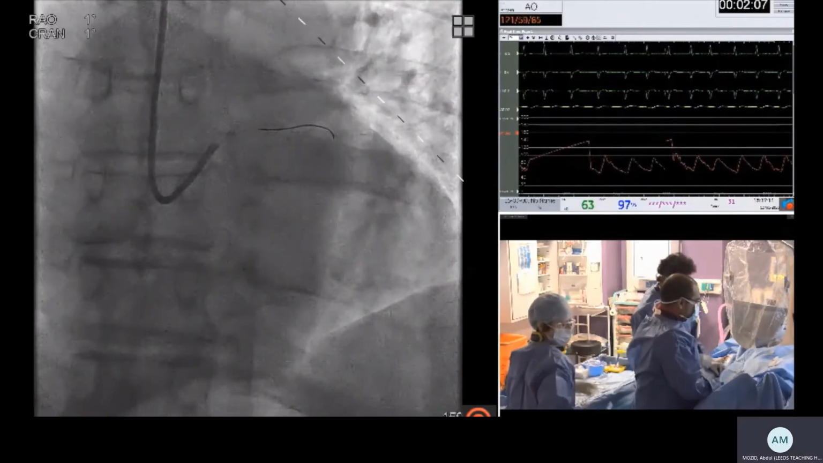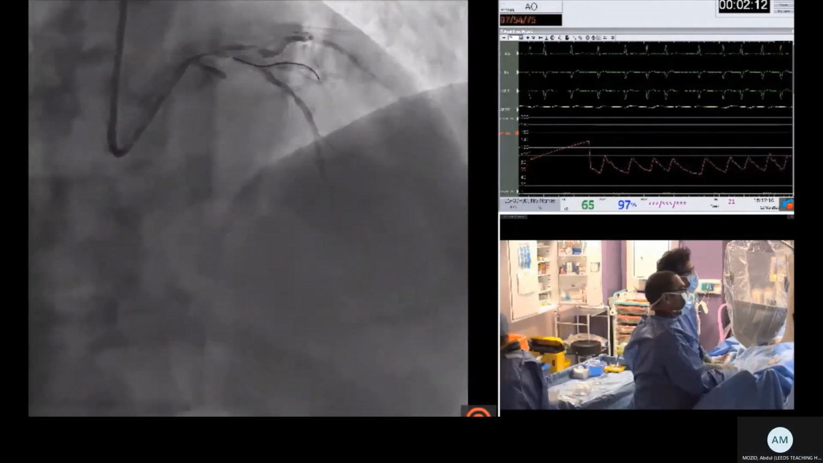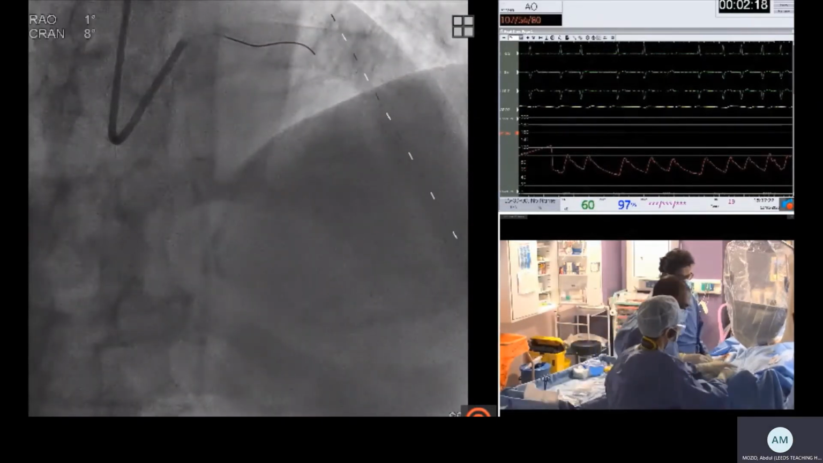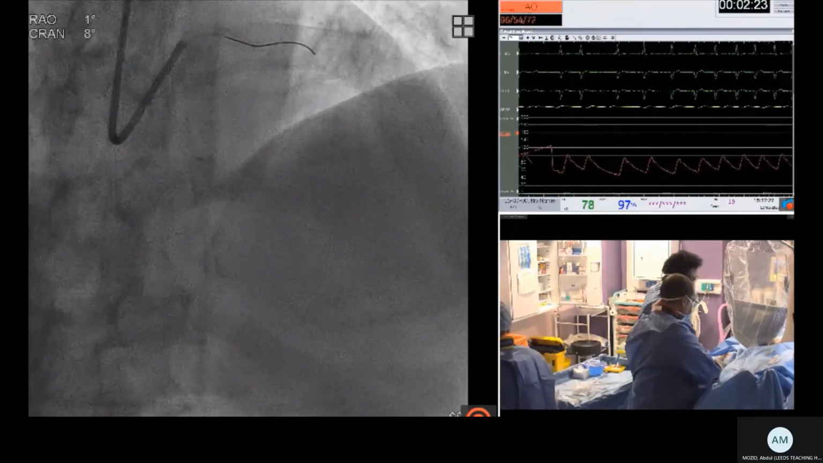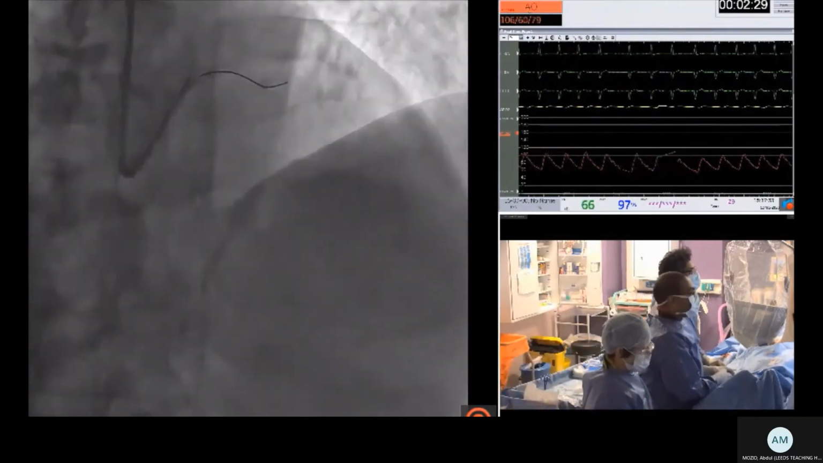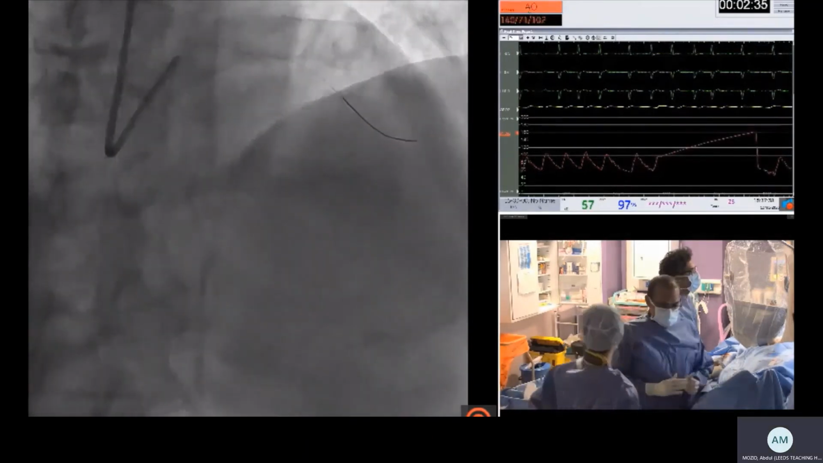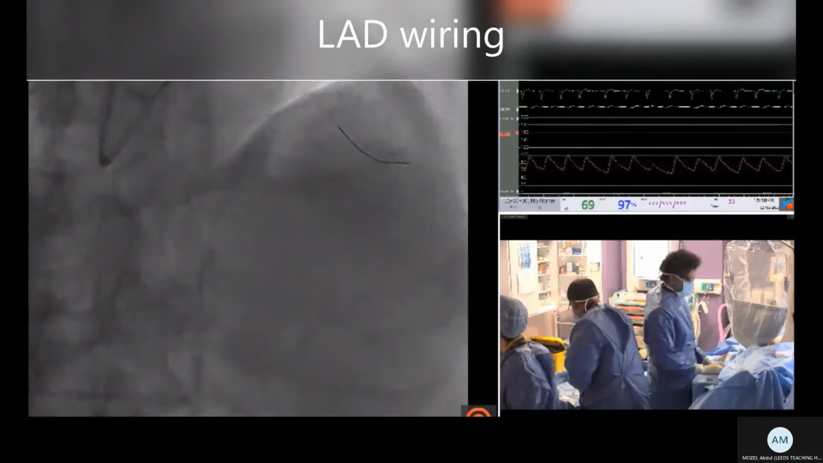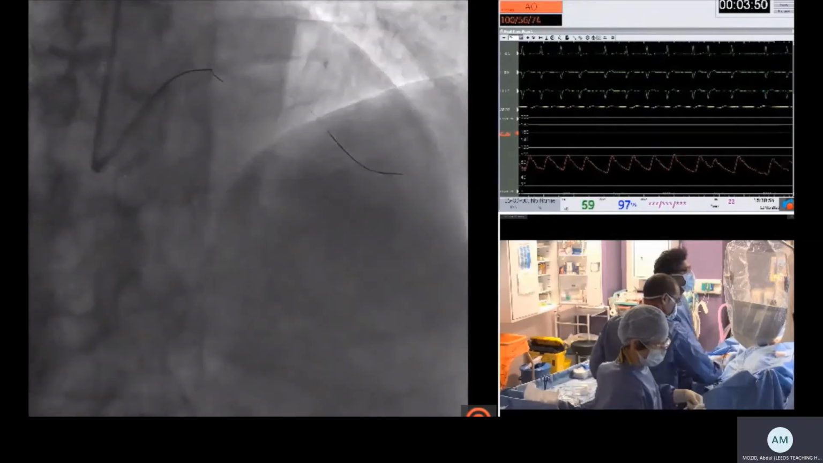We initially passed a Cyan blue wire into the diagonal. As you can see here, nicely wide. And then went on to wire the LAD.